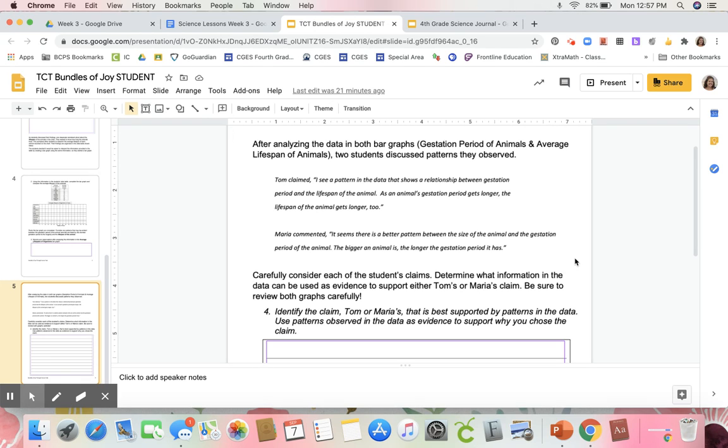Consider each of the students' claims. Determine what information in the data can be used as evidence to support either Tom's or Maria's claim. Be sure to review both graphs carefully. Identify the claim, Tom or Maria's, that is best supported by patterns in the data. Use patterns observed in the data as evidence to support why you chose the claim.